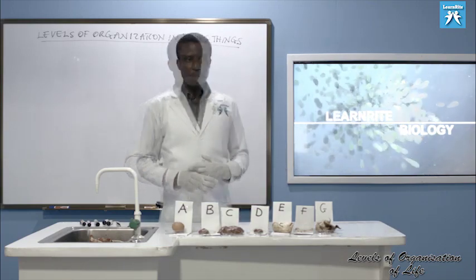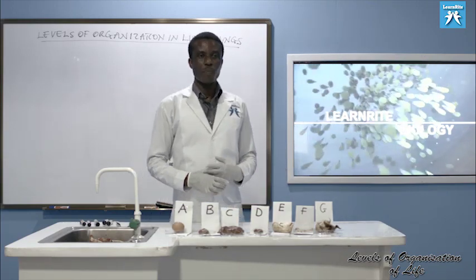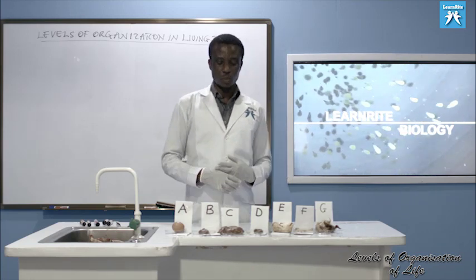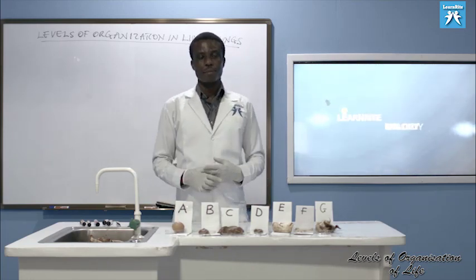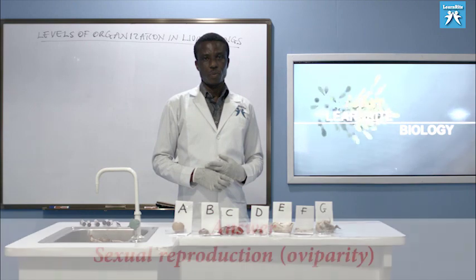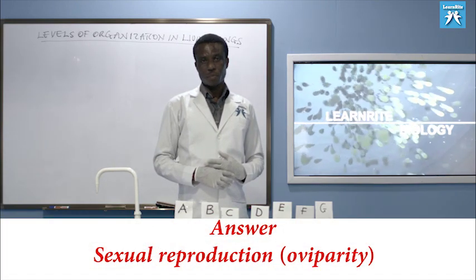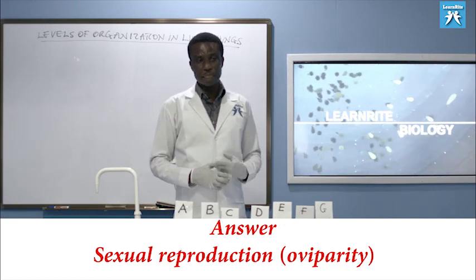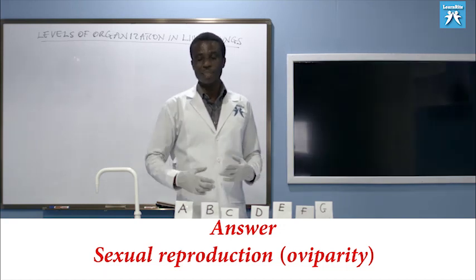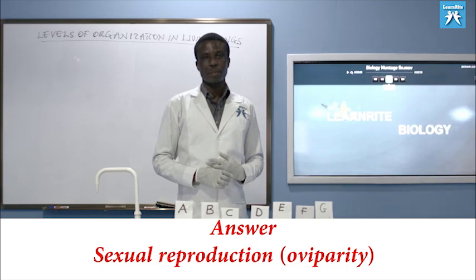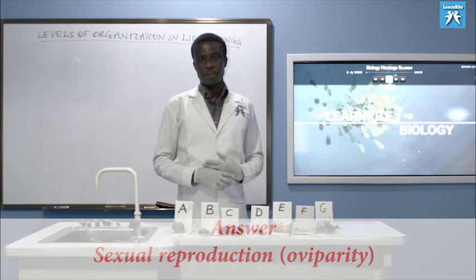Next question. The last question here. State the mode of reproduction in the organisms which produce specimen A. Sexual reproduction with oviparity. It means they lay eggs.